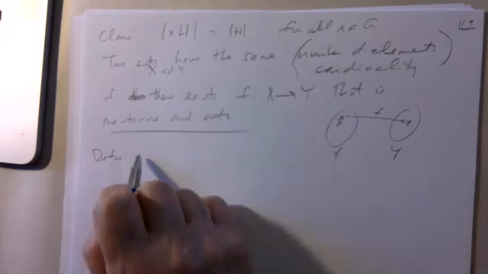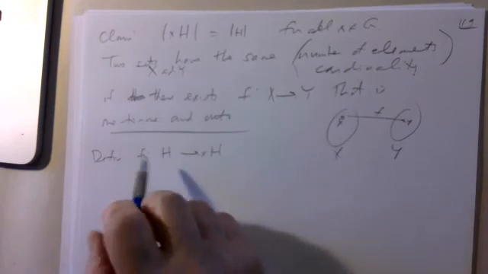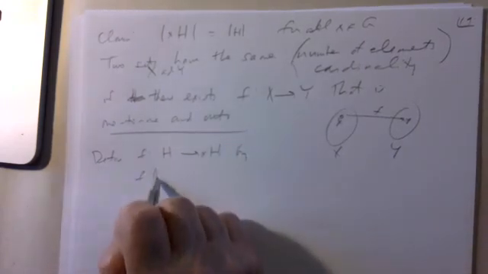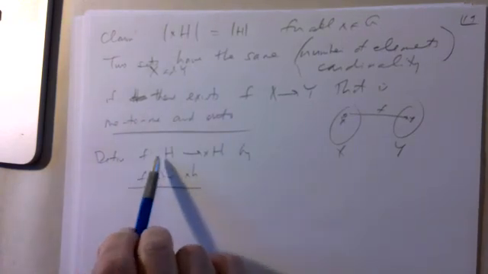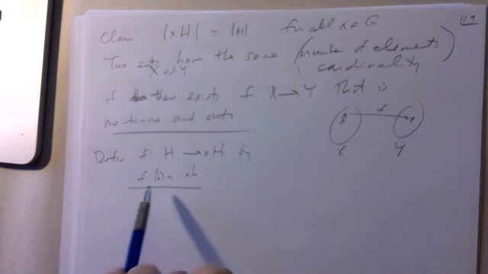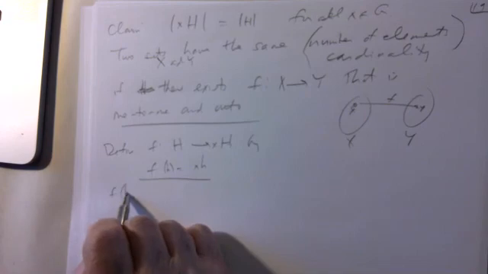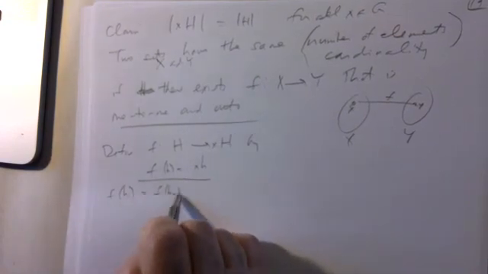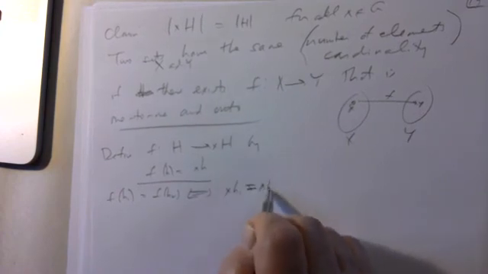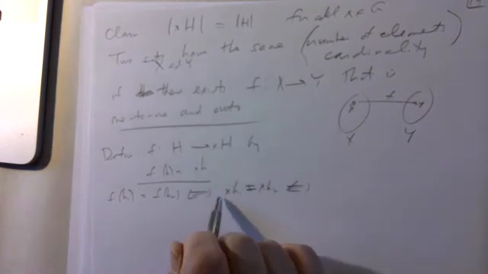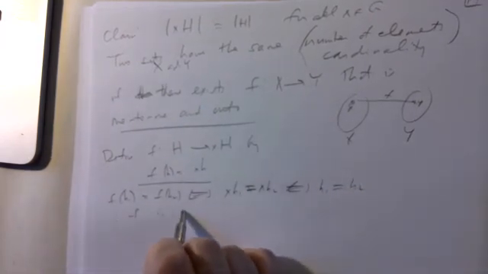So define a function f from H to xH as follows: f of h equals x times h. So this is a function from the subgroup H to the left coset xH. And f of h1 equals f of h2 if and only if xh1 equals xh2. And if you multiply on the left by x inverse, h1 equals h2. So f is 1-to-1.